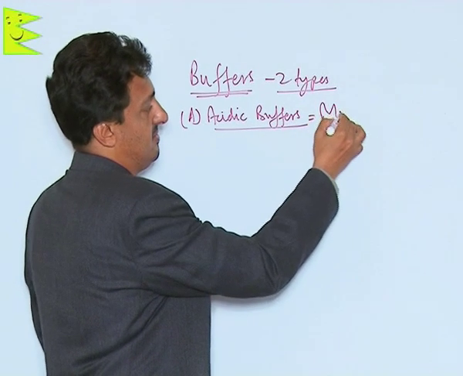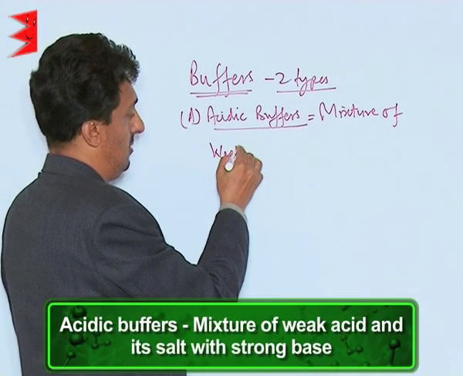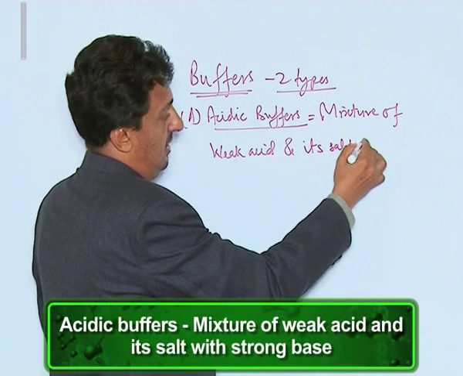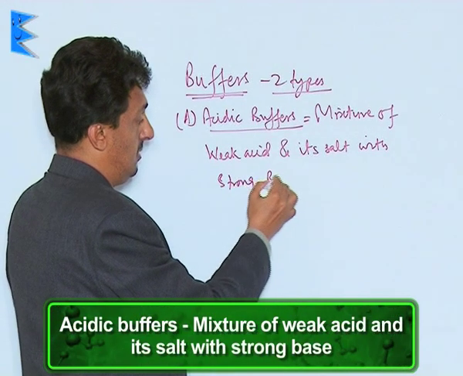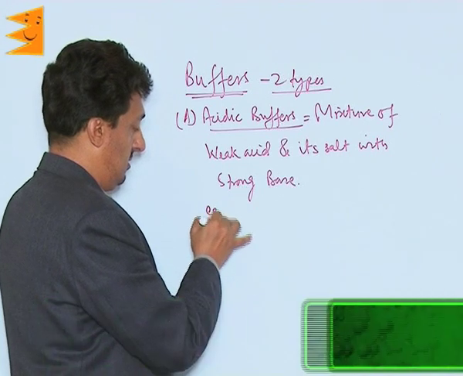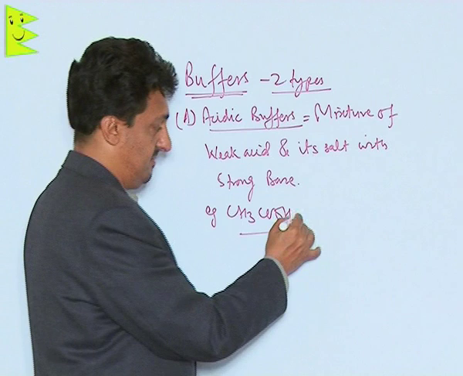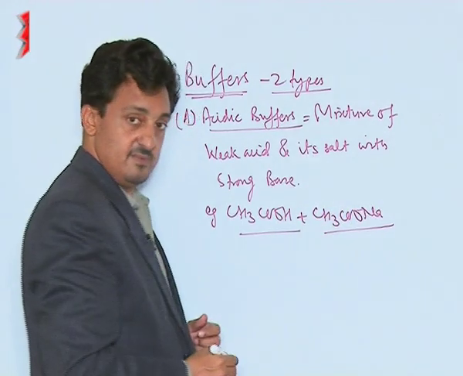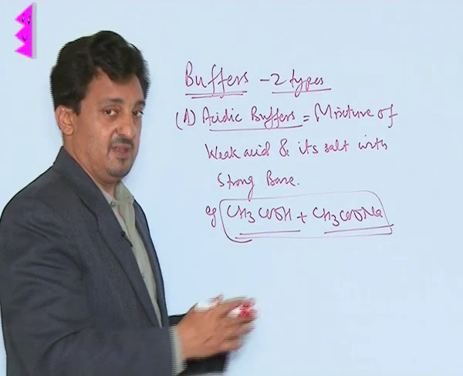Acidic buffers are a mixture of a weak acid and its salt with a strong base. Let us take an example. The weak acid is acetic acid, and its salt with a strong base is sodium acetate. The mixture of these two forms a buffer.